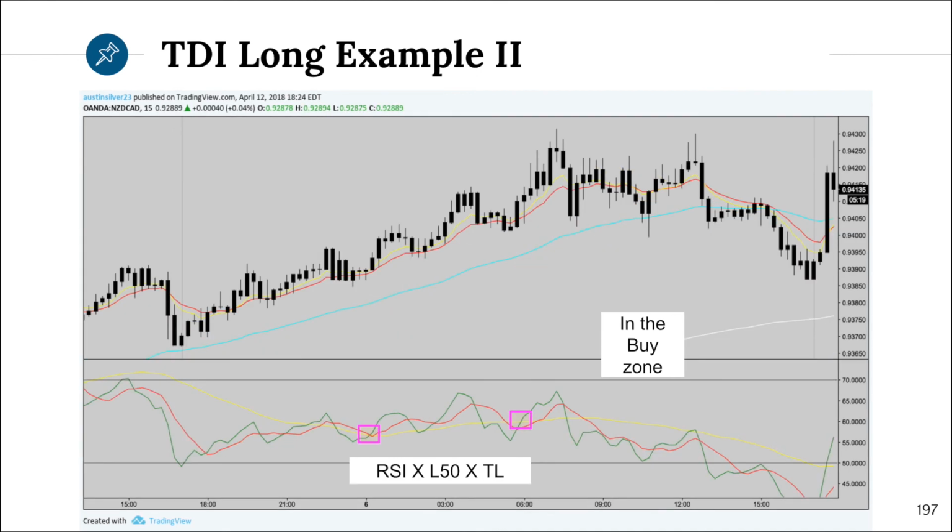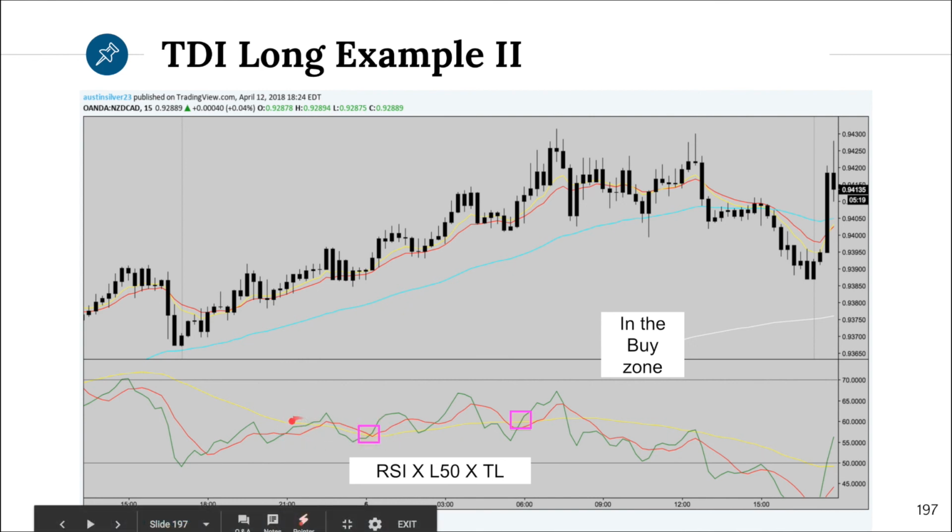Again, another example here. We have one of those dropping liquid 50s to start the day. Period separator right here. So this RSI coming through the liquid 50 in the buy zone and this RSI coming through the liquid 50 in the buy zone are two crosses that I would not be interested in only because of this dropping liquid 50. Now, that's around midnight.